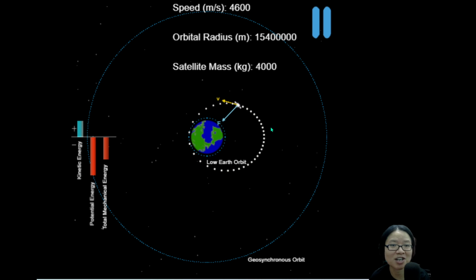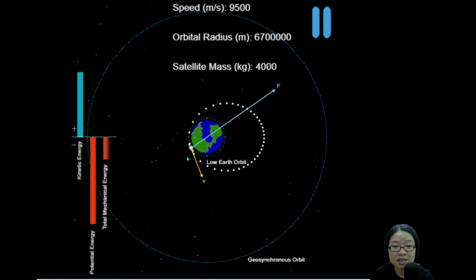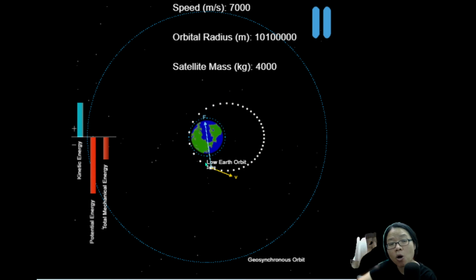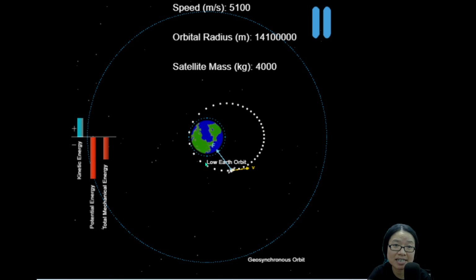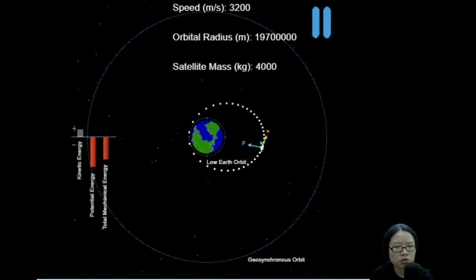If you're interested in this kind of rocket science, this is obviously not in our syllabus, but if you're interested, this is when the satellite has an orbital speed of less than square root of GM over r. Pause. You notice that the mechanical energy is just negative. So let's say you look at this one, the speed will increase eventually.